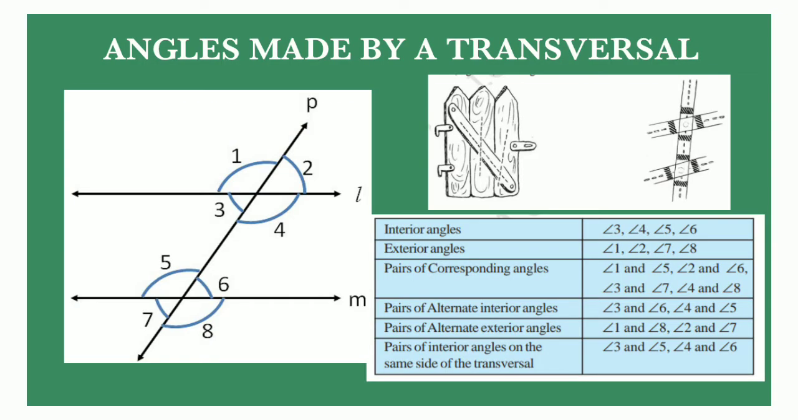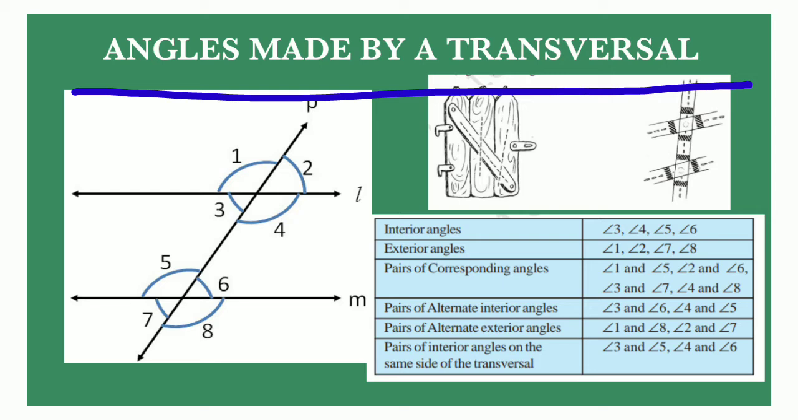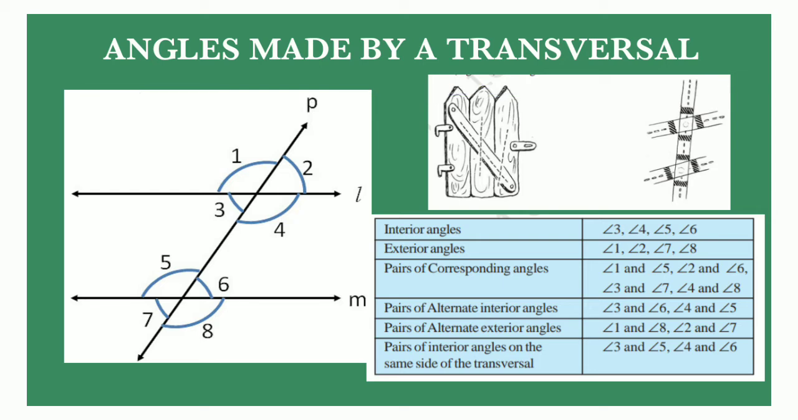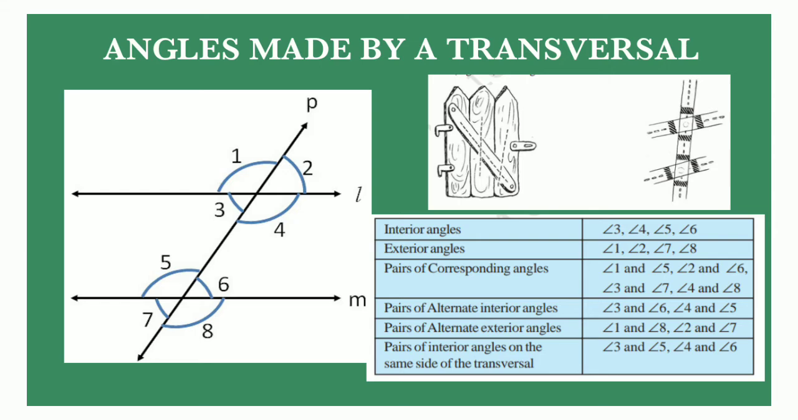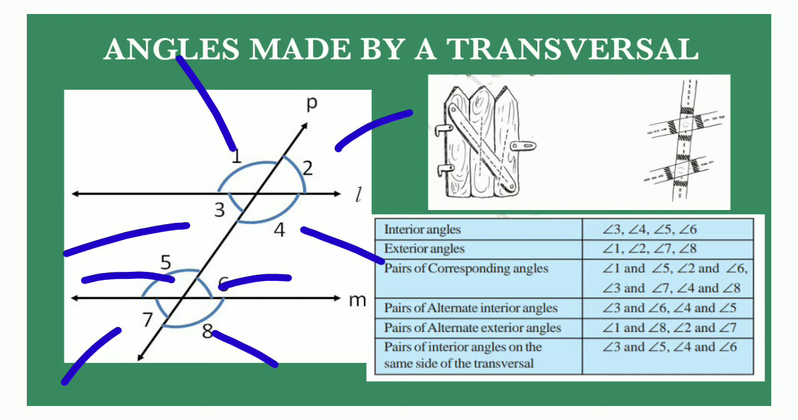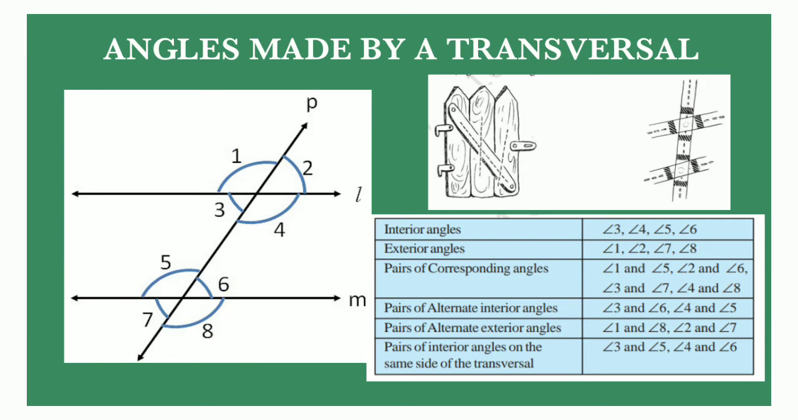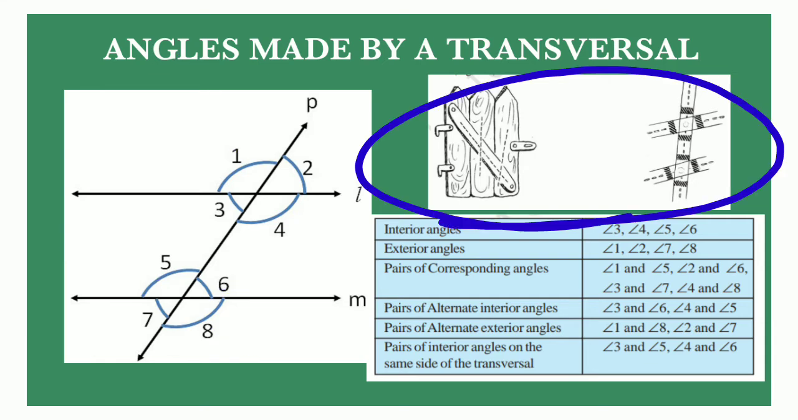Then angles made by a transversal. What is meant by a transversal? Here we have two lines, L and M. Those lines are cut by another line P. So that line P is called a transversal. At the time of cutting by a transversal, we get 8 angles: 1, 2, 3, 4, 5, 6, 7, and 8. So, here we have some examples.